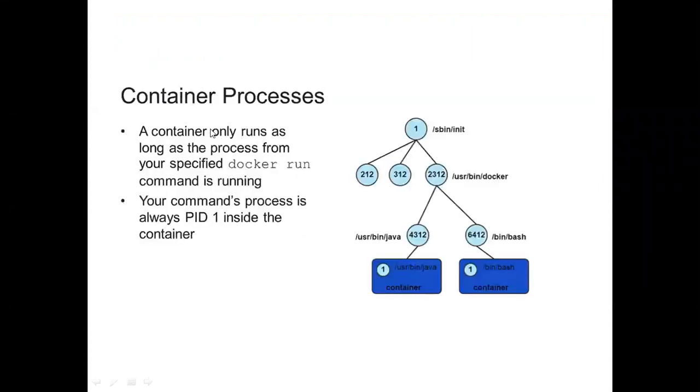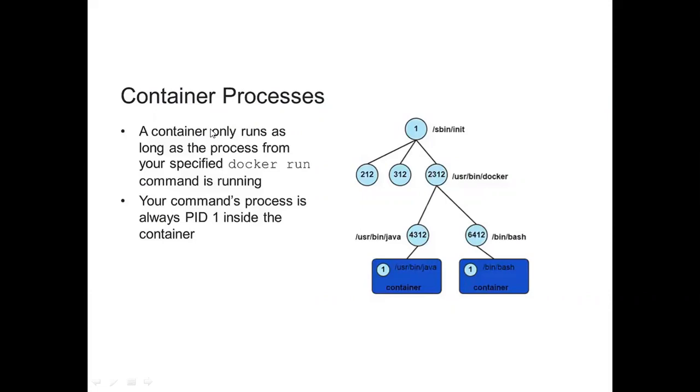So we need to understand the container processes. I have told you already, a container only runs as long as the process from your specified Docker run command is running. So in our case, Docker bin bash was running, right? Because it was triggered using Docker run, when I started, it was running. But when I exited the bin bash program, as soon as I said exit, because bin bash was down, the Docker container went down.